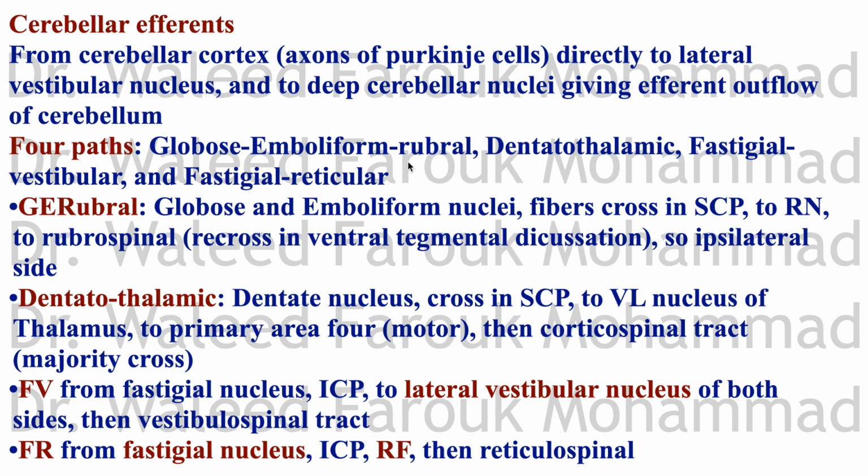Dentatothalamic fibers come from the dentate nucleus, which is the biggest nucleus in the cerebellum, and they cross in the superior cerebellar peduncle to the ventrolateral nucleus of the thalamus mainly, then from the thalamus to primary area 4, which is the motor area. From the cortex there, it gives off the corticospinal tract, the majority of which crosses in the medulla oblongata at the level of the motor decussation. Remember the corticospinal tract.